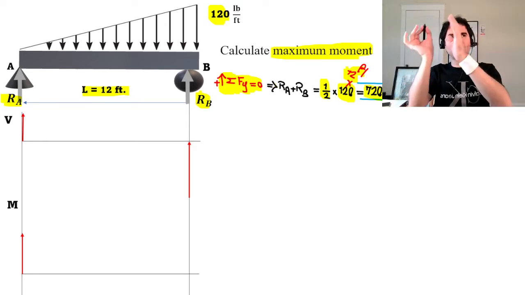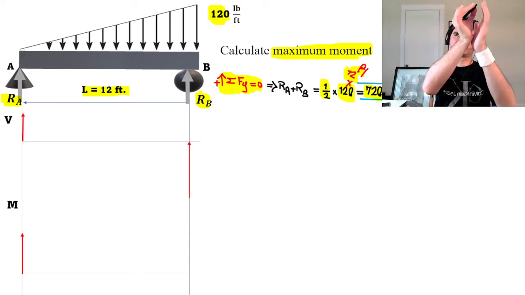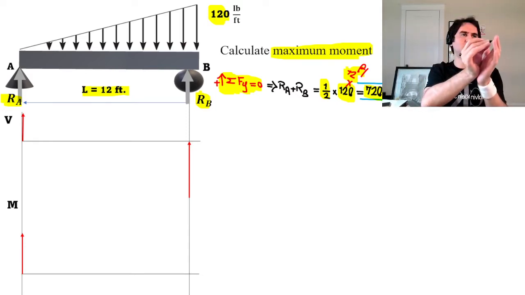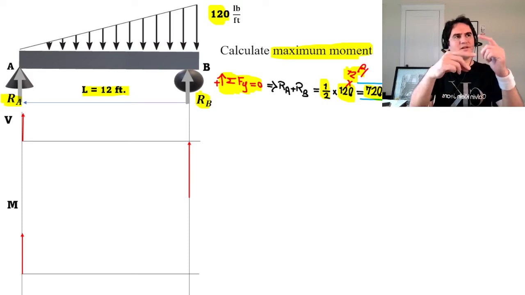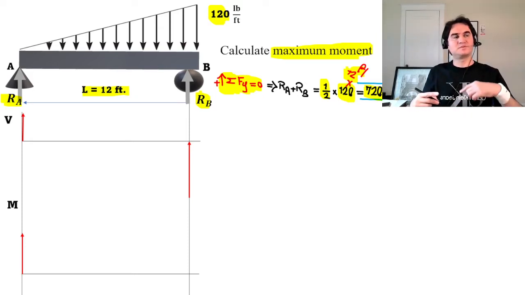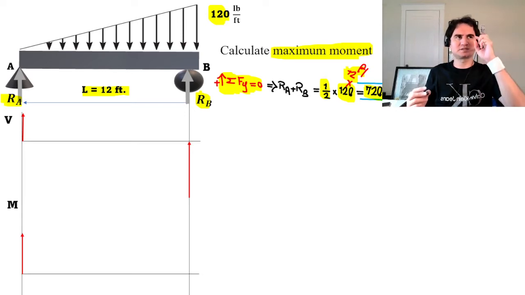Because more of the weight is closer to support B, we have an intuition that support B goes with the bigger amount of force. So reaction Rb should be at least a little bit higher than Ra. In this case, it's something more than that.